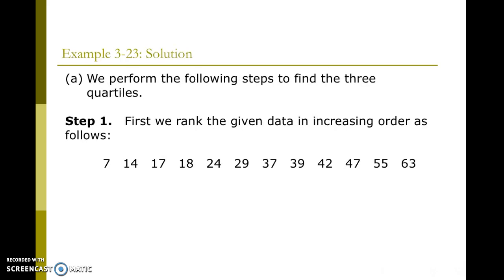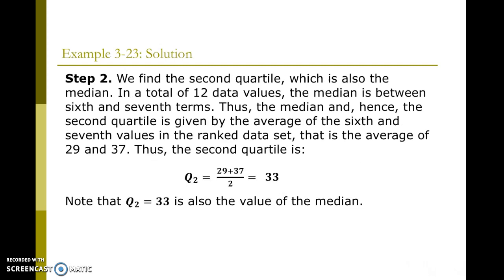In order to find the quartiles, we first have to rank the given data in increasing order. So remember, when we talk about ranking data, that means putting it in some sort of order from greatest to least or least to greatest. Normally least to greatest, but there are other applications of greatest to least. So here are all 12 pieces of data in order.